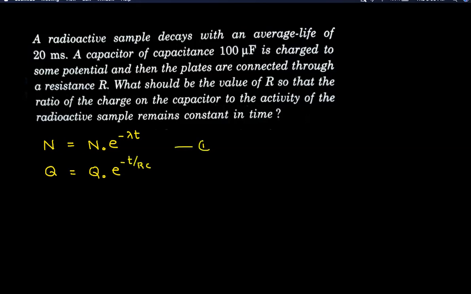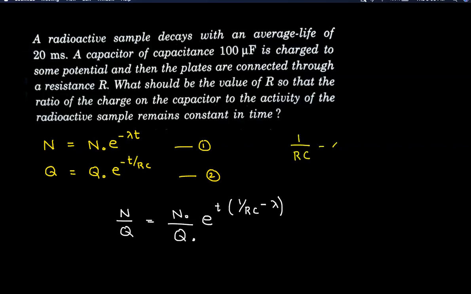These formulas, you know or not? e to the power minus t by RC. Charge is decreasing with time. The ratio N by Q should be constant, independent of t. What should be the condition so that they are independent of t? What do you think? The coefficient of t must be zero. Coefficient of time should be zero, right? Then only it will be independent of t. So 1 by RC minus lambda should be equal to zero.